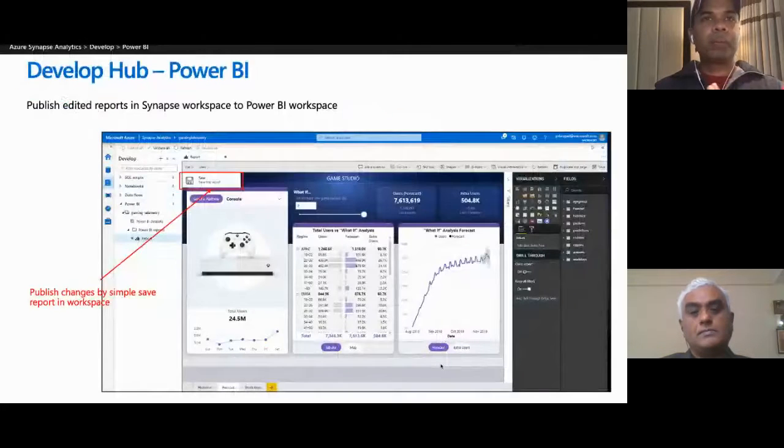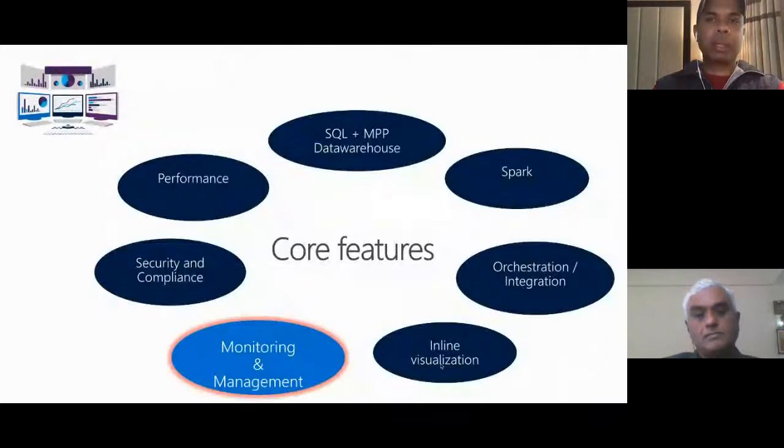Visualization. This is where we have seen lots of interest from data scientists and data engineers, and bringing business analysts into the equation. Being able to look at your data, visualize your data on demand, and collaborate on this is another important aspect.